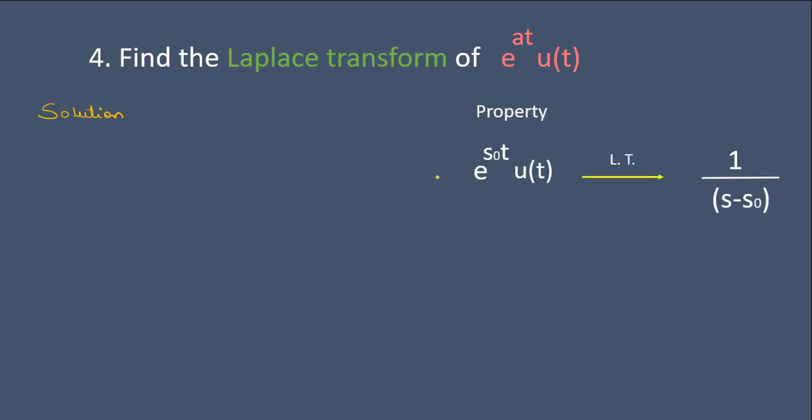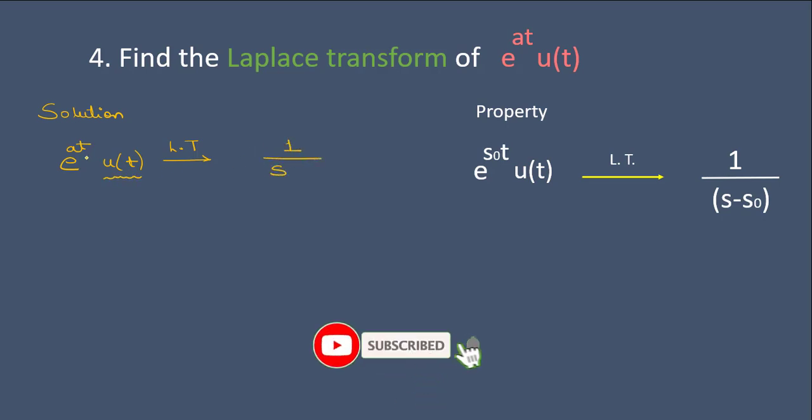Again, we have to use the property of shifting in S domain. So I can write e raised to at u(t), its Laplace transform will be, we know the Laplace transform of u of t is 1 by s, and if there is an exponential multiplication, there is a shifting in S domain with opposite sign. Here the sign of a is plus, but in Laplace it will be minus a. So the Laplace transform of e raised to at u(t) is 1 upon s minus a.